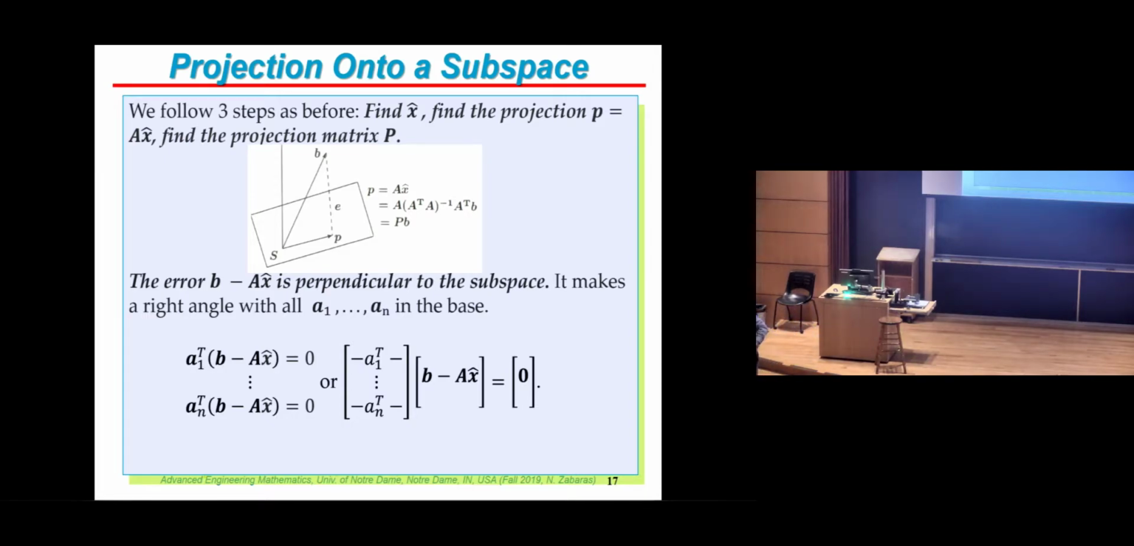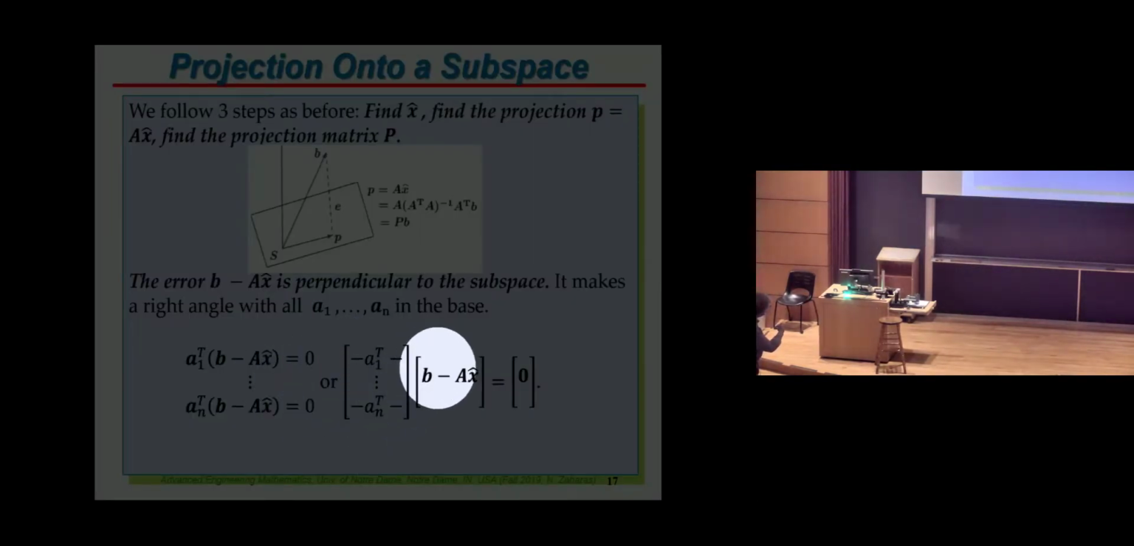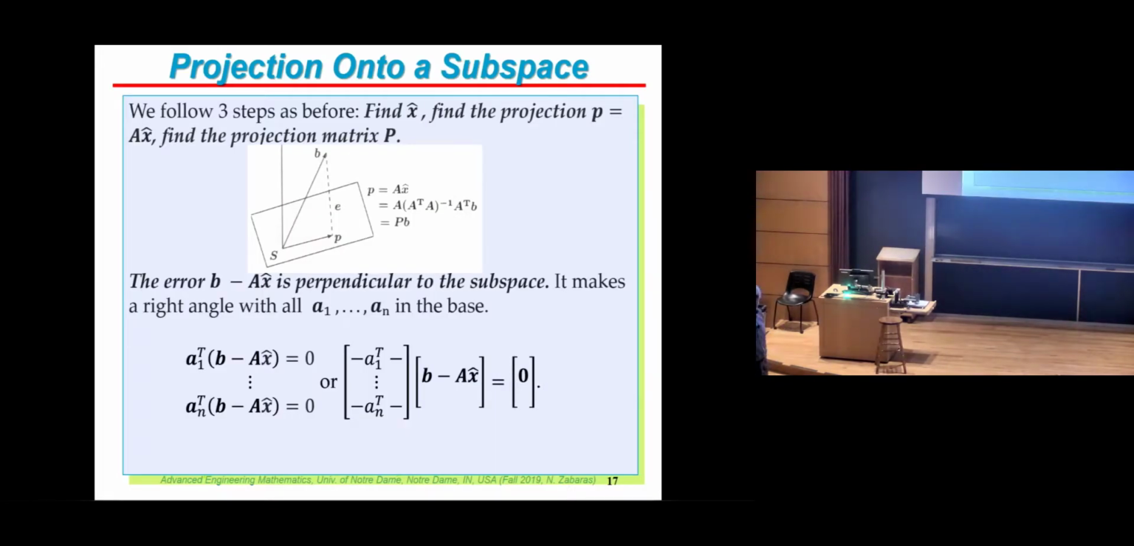Left null space. And what's the definition of the left null space? A transpose y equal to 0. Guess what? A transpose the error equal to 0. So the error has to be in the left null space, because the left null space is the orthogonal complement of the column space. Done. That's least squares. You don't need me anymore.